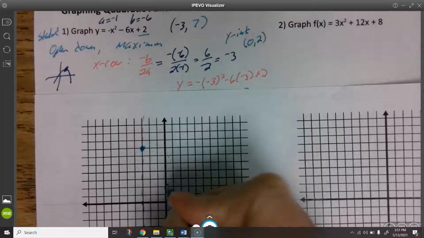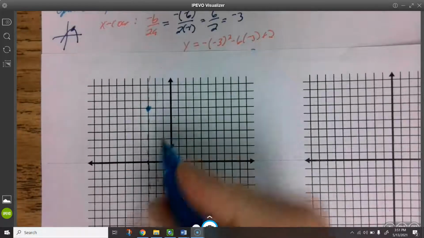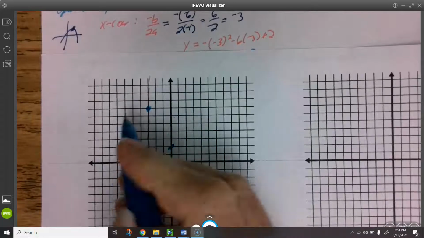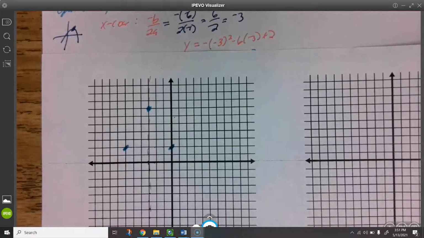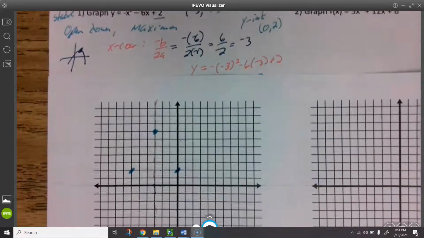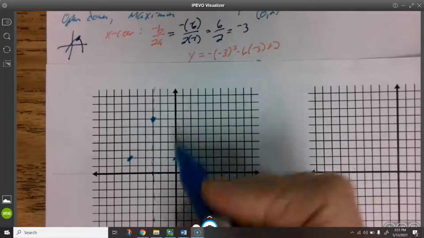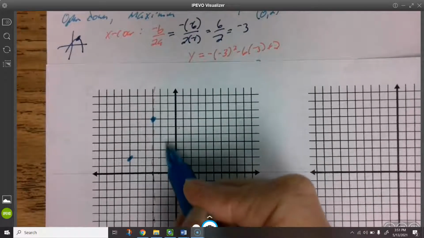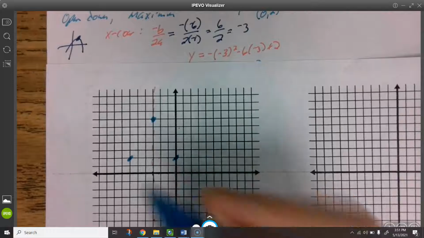Here's my y-intercept of 2, right? Well, remember I want the reflection point. So I'm going to go over 1, 2, 3. Here's my other point. Now what we should do is just pick an x value and see what it's going to be. We can't use 0, so I'm going to use a 1. I could use a negative 1 and be right here. I'm going to use a 1 just because.